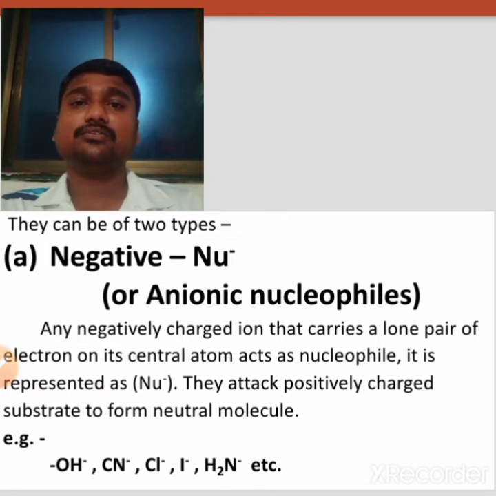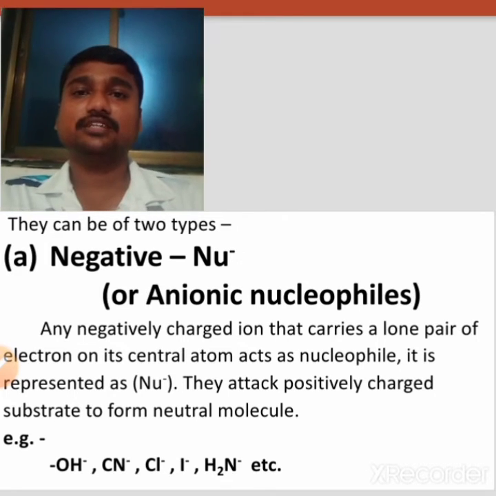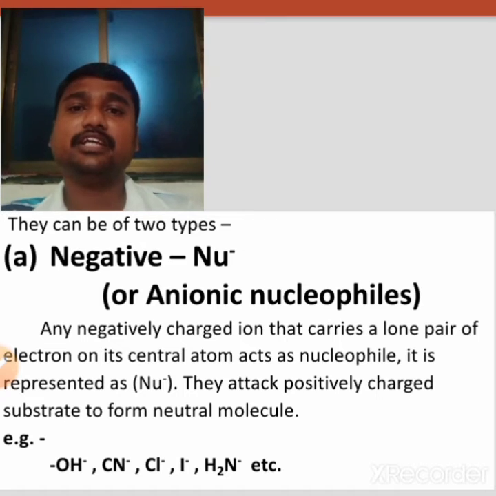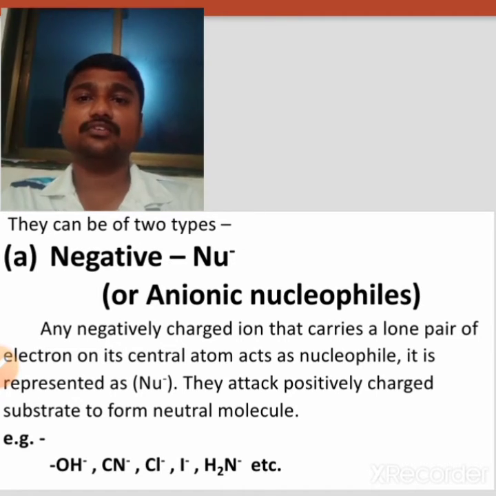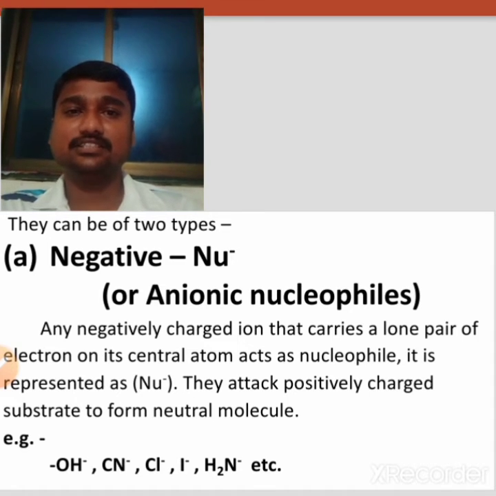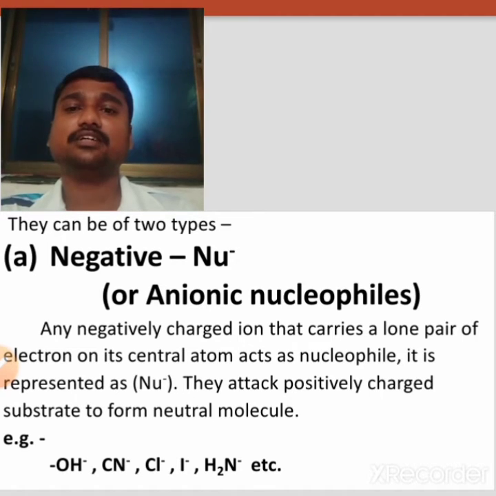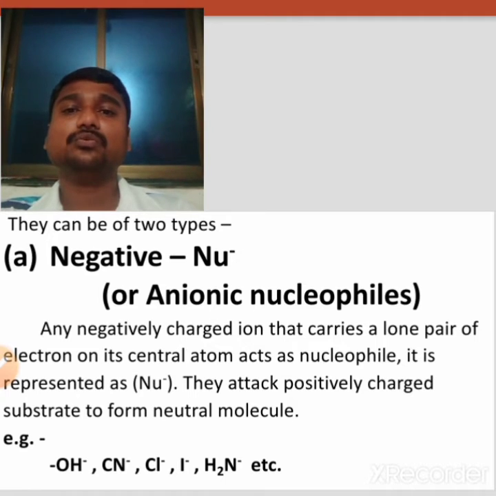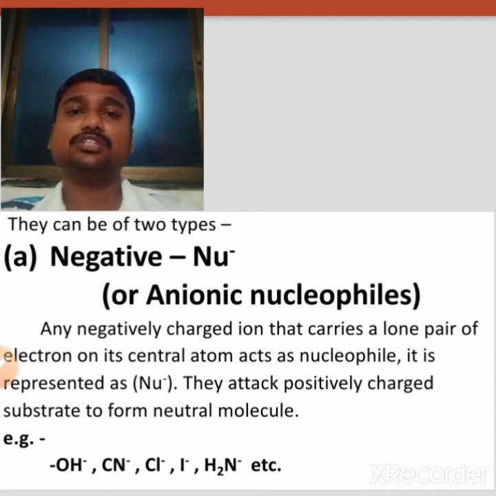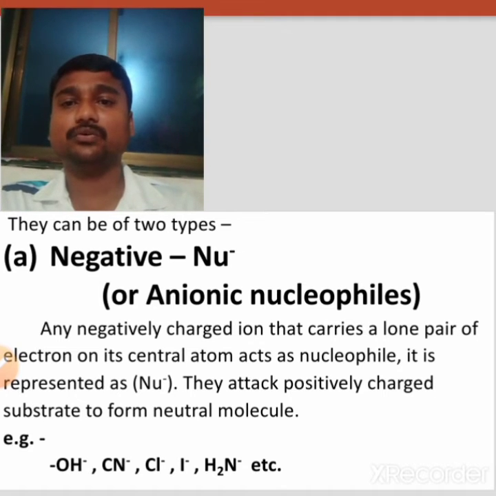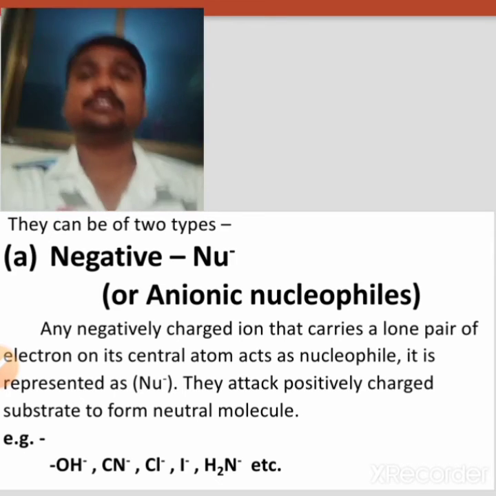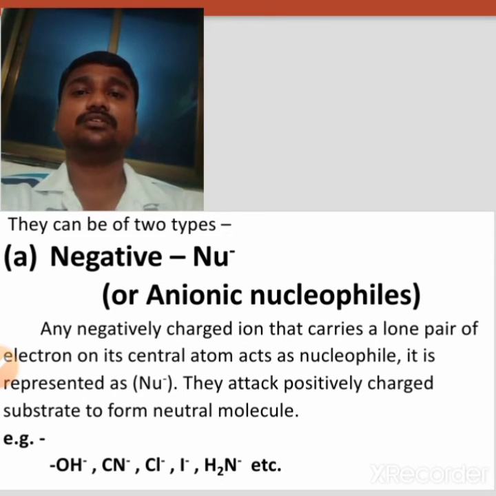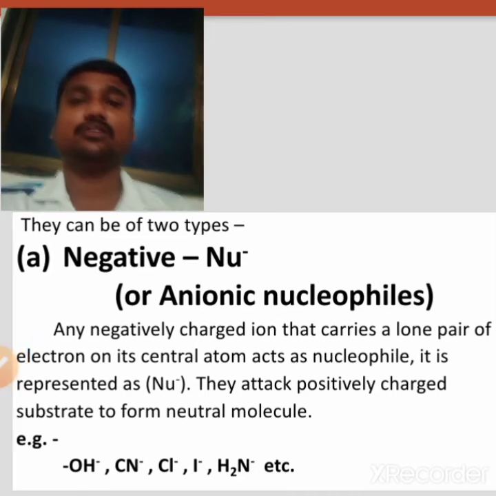First one, negative nucleophile. It is also called anionic nucleophile. Any negatively charged ion that carries a lone pair of electrons on its central atom acts as a nucleophile. It is represented as Nu minus. They attack positively charged substrate to form a neutral molecule. For example, OH minus, Cl minus, I minus, NH2 minus, etc. are examples of negative nucleophile or anionic nucleophile.